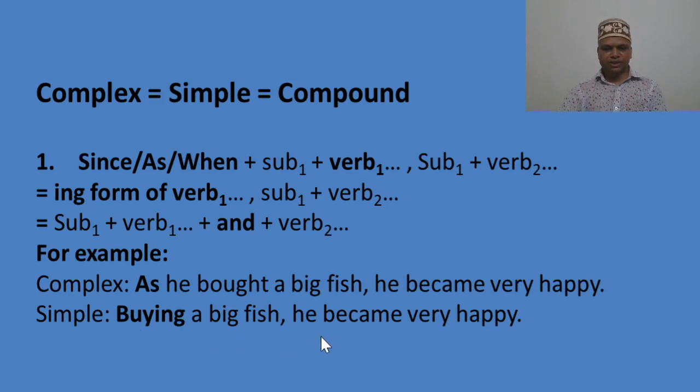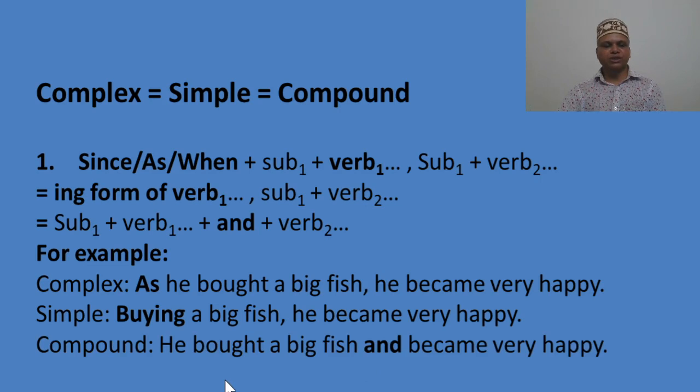And the rest of the sentence will be unchanged. For a compound sentence, we have to omit "as", and in place of the comma, we have to use "and", a coordinating conjunction, to make it a compound sentence.